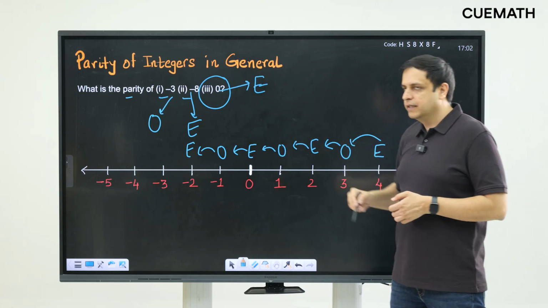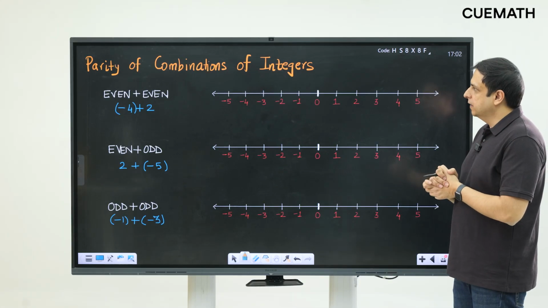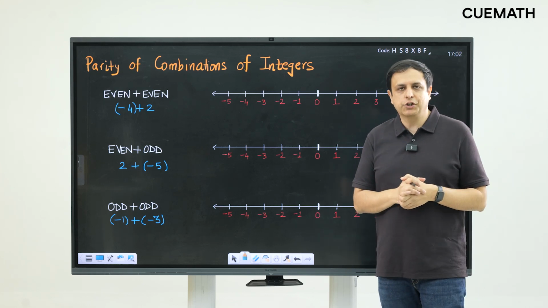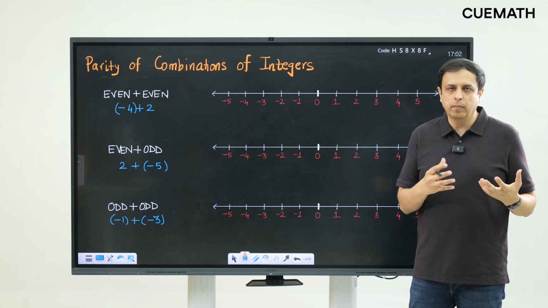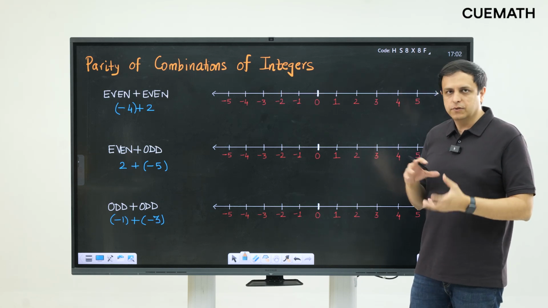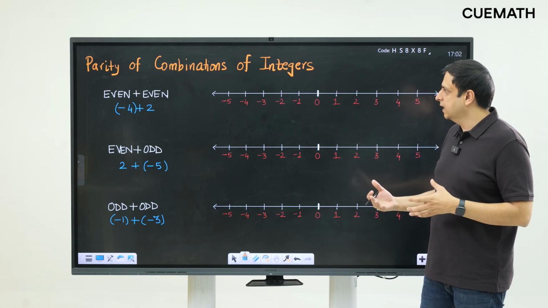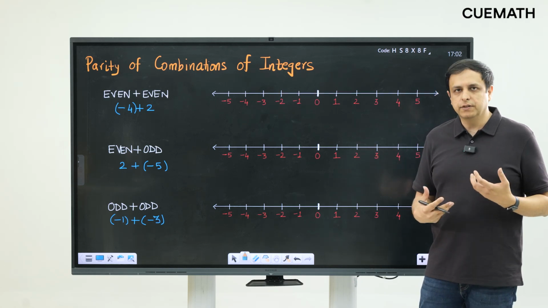0 has even parity. Okay, and then what about combinations of integers? What is the parity of combinations of integers? We spoke about the parity of sums of natural numbers, but let's extend that idea to think about combinations of integers.